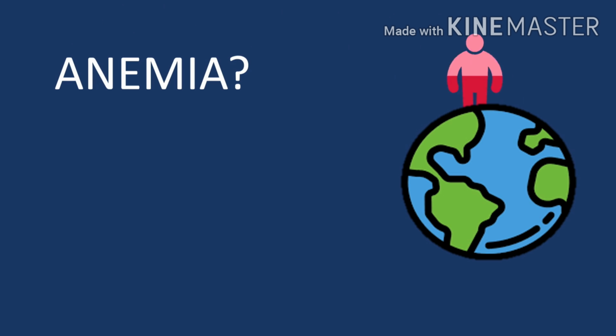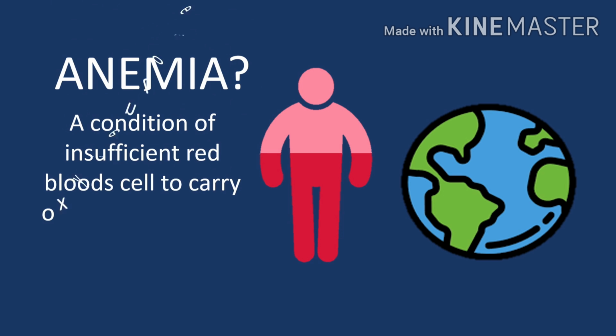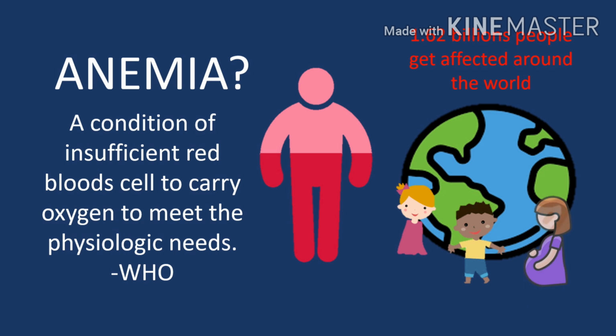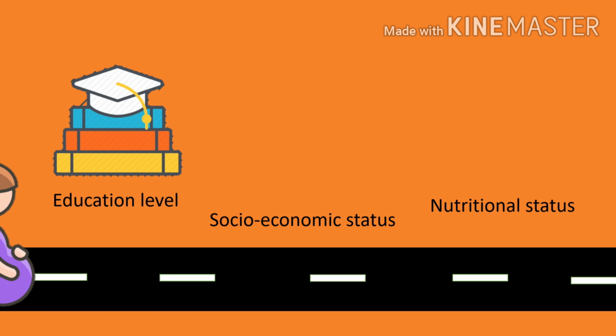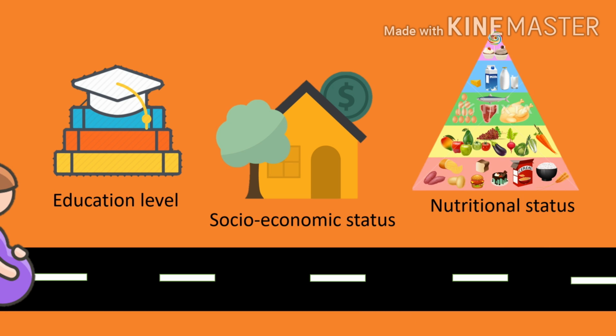Anemia. What is anemia? According to the World Health Organization, anemia is a condition of insufficient red blood cells to carry oxygen to meet the physiologic needs. Almost 1.62 billion people are affected around the world, of whom the most affected are children, followed by pregnant mothers. There are a few factors that can cause anemia, including education level, socio-economic status, and nutritional status.